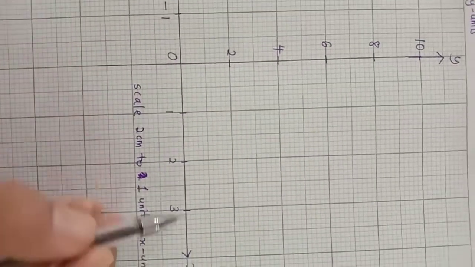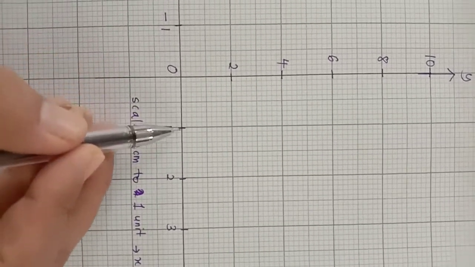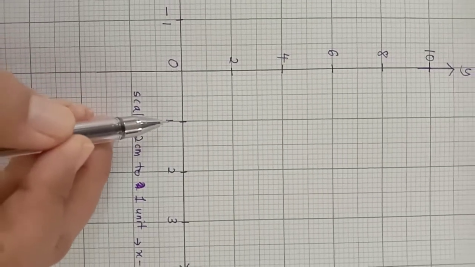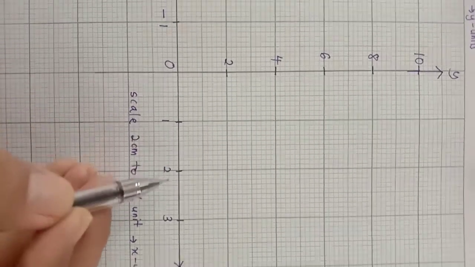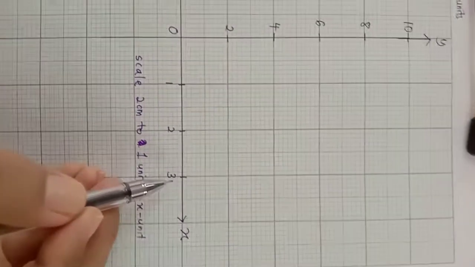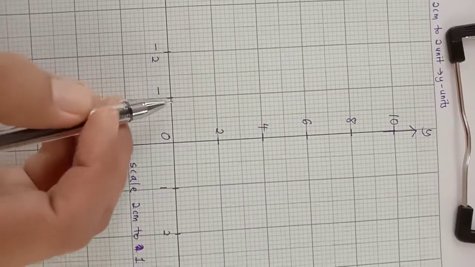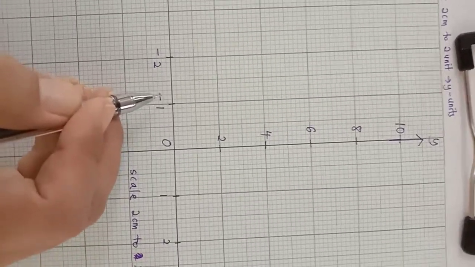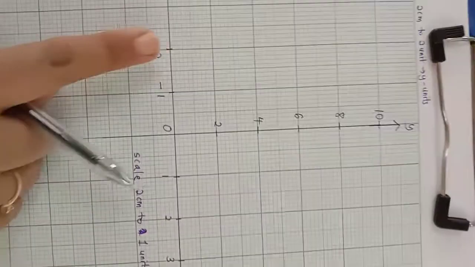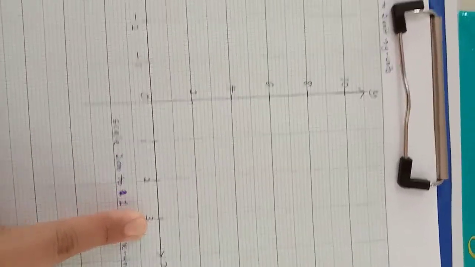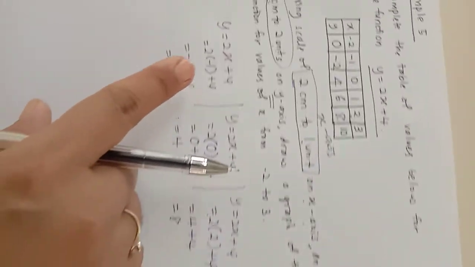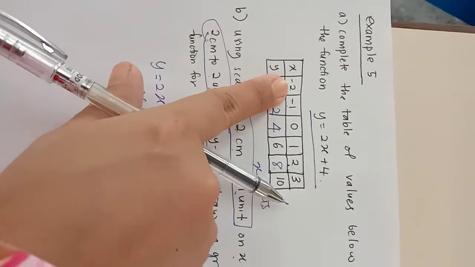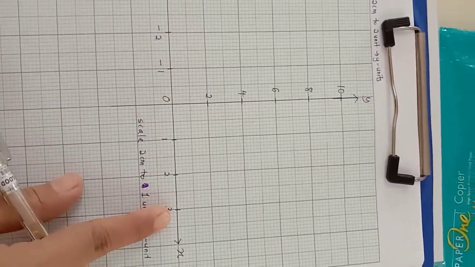So I make the scale here. Every 2 cm or 10 small boxes you will mark as 1, 2, 3. And don't forget we still have the negative values: negative 1, negative 2. See? Negative 2 until 3, because in our data just now, it is negative 2 until 3. So that completes the x-axis.